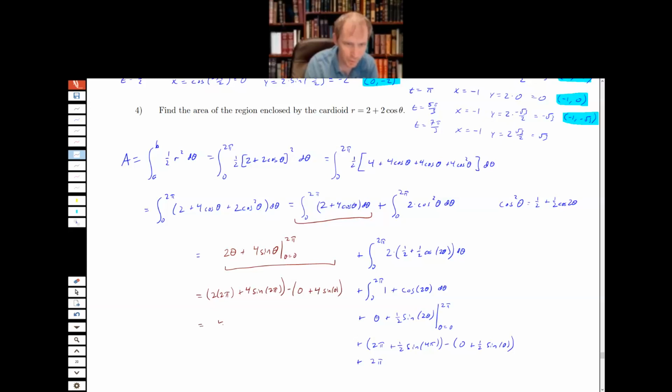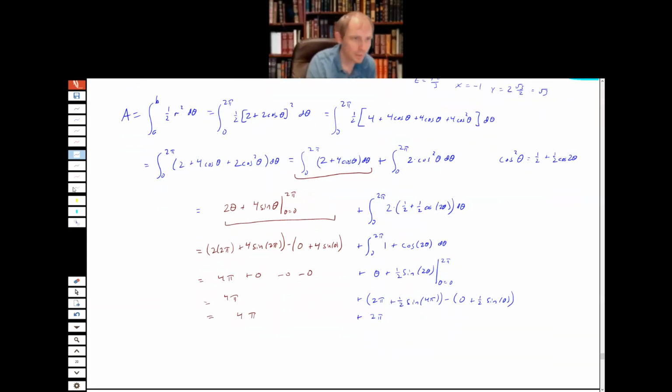2 times 2 pi is 4 pi. Sine of 2 pi is 0. Minus 0. Sine of 0 is 0. So I have 4 pi plus 2 pi. And then when I combine those together, I will just get 6 pi. Okay, so be careful not to lose your pieces when you break a problem up into pieces. Any questions so far?